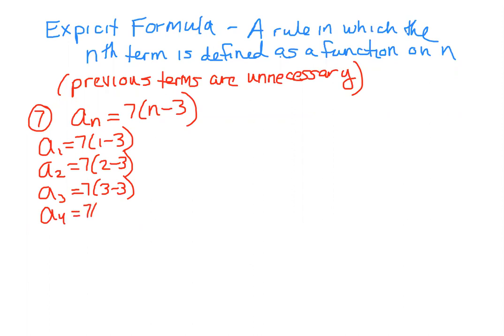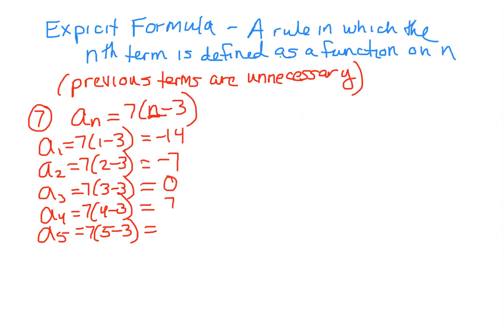A4 is 7 times 4 minus 3. They ask you for 5. 1, 2, 3, 4, 5, yep. And A5 is 7 times 5 minus 3. All right, we're just substituting n in for this. So the first 5 terms of this sequence are going to be negative 14, negative 7, 0, 7, and 14.